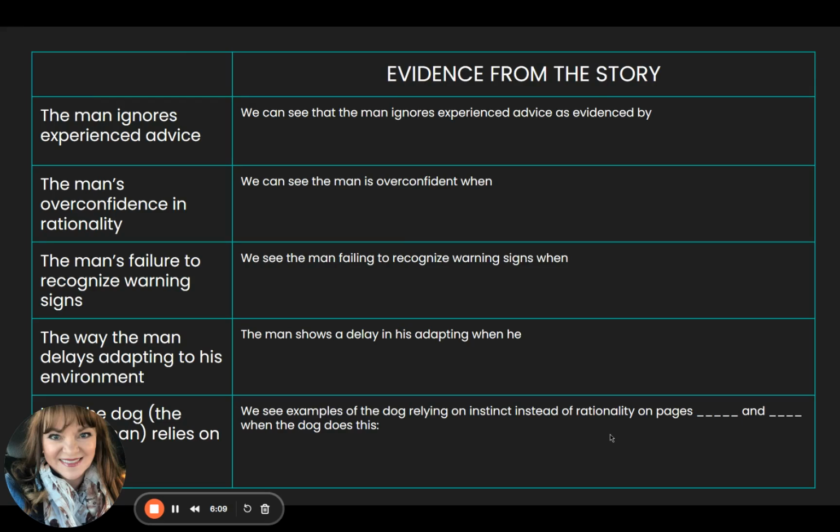You can probably see that I took that list of things that I want you looking for and I've put it into this graphic organizer. So when you're going to answer the question, the man ignores experienced advice, notice how I took that and I made that the beginning of my sentence for my evidence. We can see that the man ignores experienced advice as evidenced by, and then we're going to find evidence in the story. All right, I've talked way too much about that. You know how to fill out a graphic organizer. You know what I'm looking for.